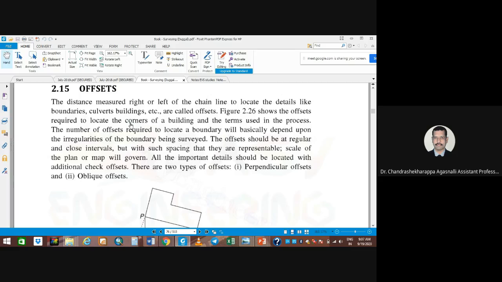Okay, and the offsets should be at regular and close intervals, so that your survey will be very accurate when you are taking close intervals of offsets. But for such a spacing, we have to have a representable scale or plan for the given details, and all the important details should be located with additional check offsets. There are two types of offset: one is the perpendicular offset, another one is the oblique offset.